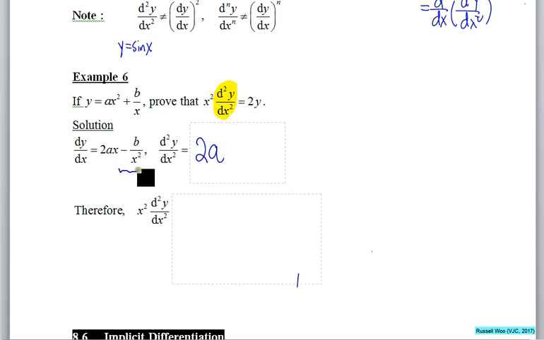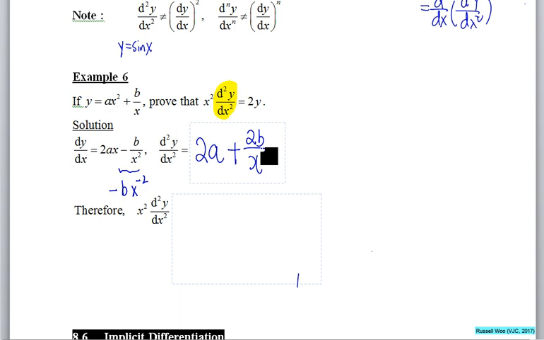Some of us may not be very comfortable, may want to write it as minus b x to the power of minus 2. If I write it like that, then you will be able to differentiate it better. You bring the negative 2 down, then you get plus 2bx to the power of negative 3, correct? So actually, you have a plus 2b over x cubed. So far, so good.